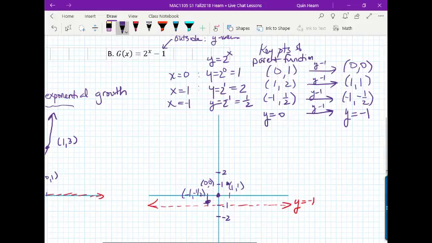Okay, now once you plot those 3 key points, you can see which way it's going to grow. So the left side is going to just gradually grow along the asymptote. Then we're going to go through these 3 points, and then it's going to start growing really, really fast. So this would be the graph of 2 to the x minus 1. It looks just like the graph of 2 to the x, but shifted down 1 unit.